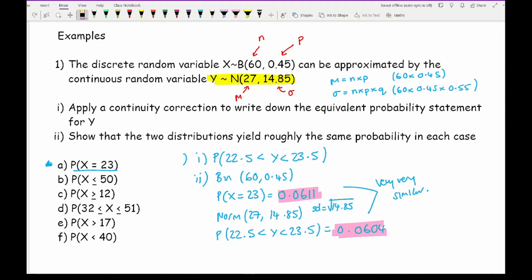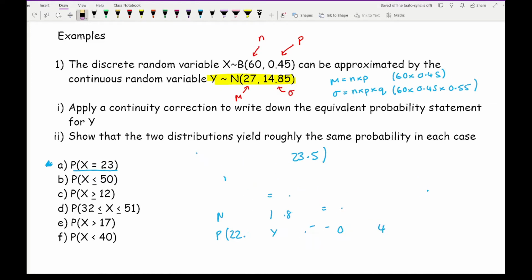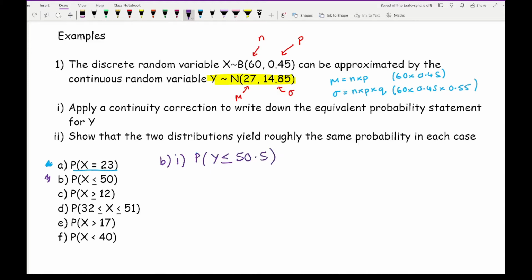So moving on to part B, let's just get rid of all of this. So this time let's go for a different colour, so let's look at B. For B, our continuity expression, because we're looking for values that are less than or equal to 50, then I want to include 50. So for this, what I'm going to have is the probability that y is less than or equal to 50.5, because I want to include 50, so I need to go right up to its upper limit, and that's what I should have.